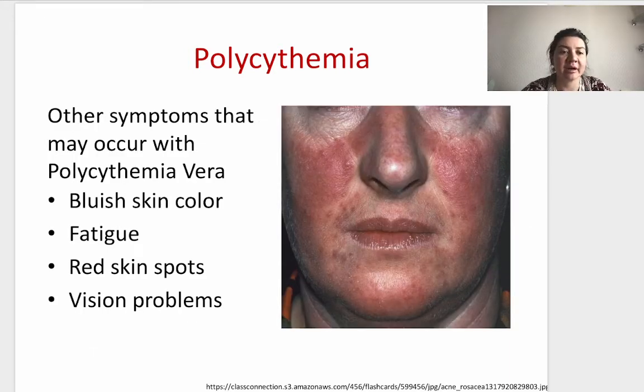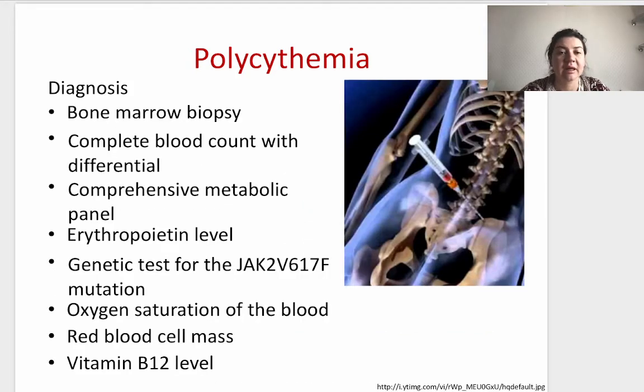Other symptoms that may occur with polycythemia vera are bluish skin color, fatigue, red skin spots, vision problems. Diagnosis includes bone marrow biopsy, complete blood count with differential, comprehensive metabolic panel, erythropoietin level, genetic test for a specific gene mutation, oxygen saturation of blood, red blood cell mass, and vitamin B12.